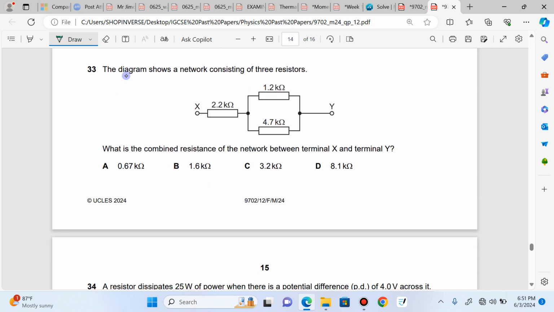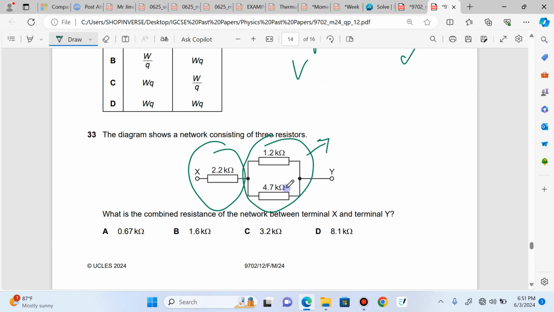Question 33. The diagram shows a network consisting of three resistors. What is the combined resistance of the network between terminal X and Y? These two are in series. So the first thing I'll do is resolve this parallel arrangement, get the total resistance, then deal with these two in series, add them together. Let's deal with this parallel arrangement.